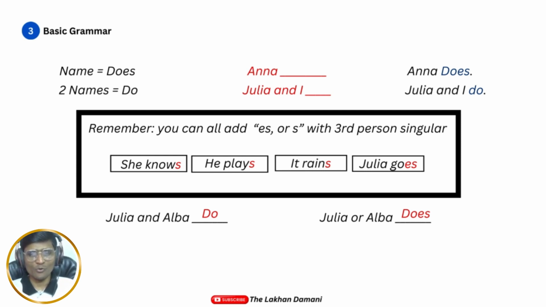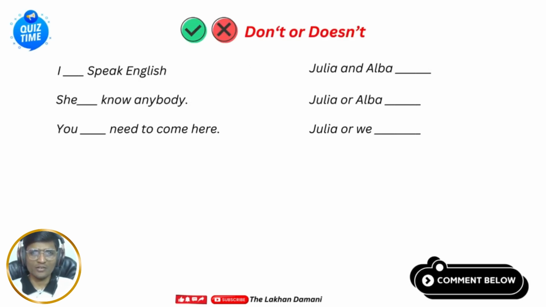Let me tell you more about the negative one on the next page. Here you have a simple quiz. You have to select don't and doesn't with first, second, third, fourth, fifth, sixth. There are six very simple sentences. You have to pause, take a screenshot, try to write your answer, and comment below. I would love to check your answers and let you know.